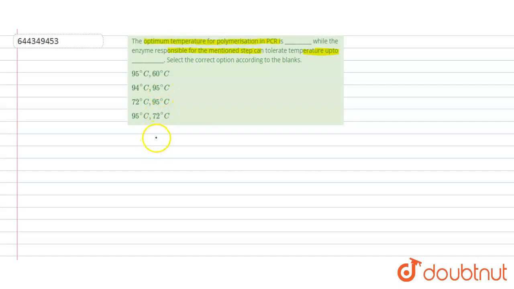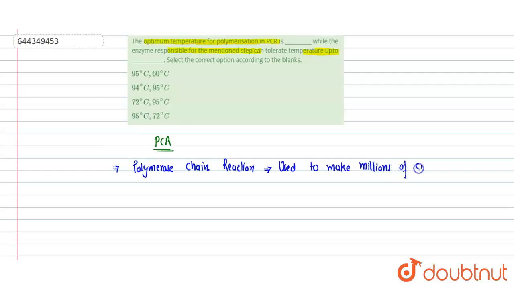So firstly we will see PCR, that is polymerase chain reaction. This is a technique, a process which is used to amplify the DNA, or we can say which is used to make millions of copies of DNA.